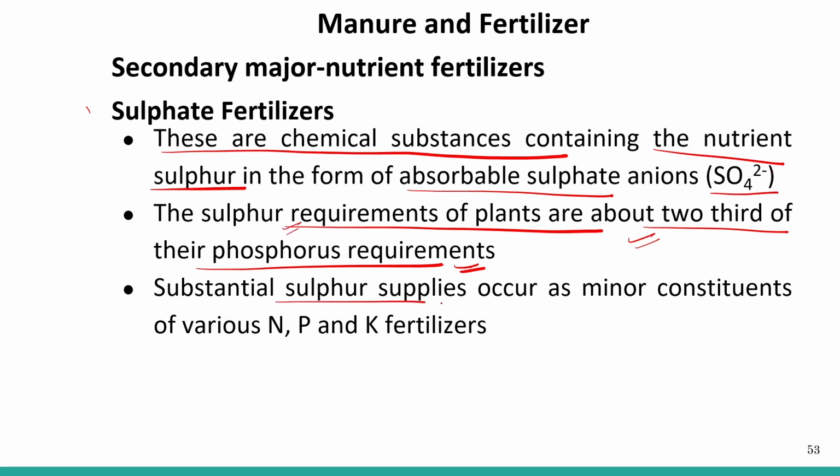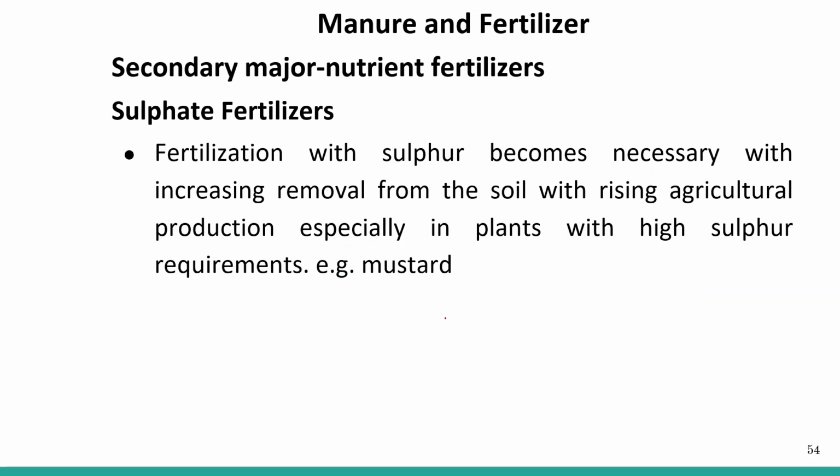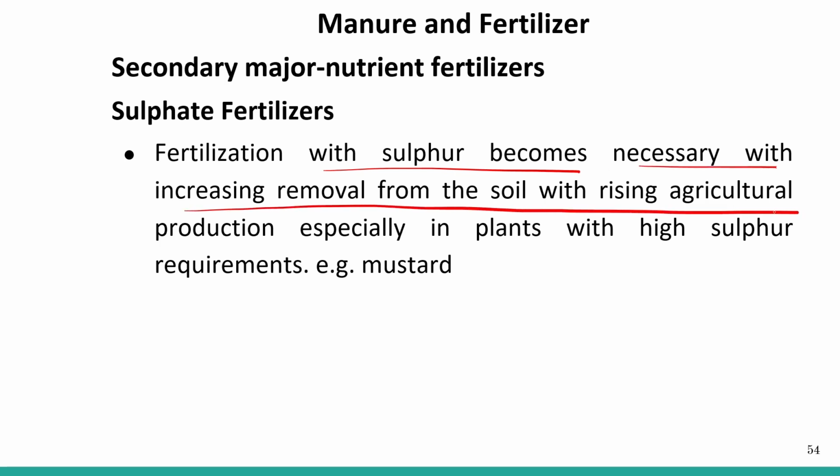Substantial sulfur supplies occur in minor constituents of various sodium, potassium and phosphorus fertilizers. Fertilization with sulfur becomes necessary with increasing removal from the soil, with rising agricultural production, especially in the plants with high sulfur requirement, that is mustard. So for the mustard, we require a lot of sulfur. So for that, sulfur fertilizer is added.